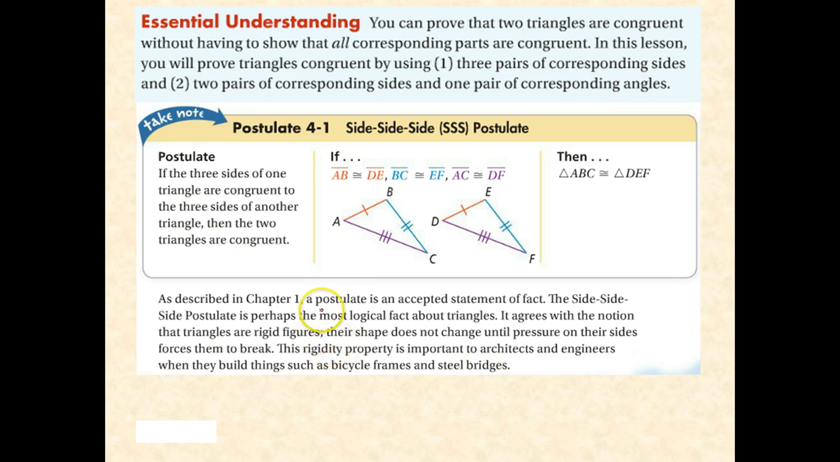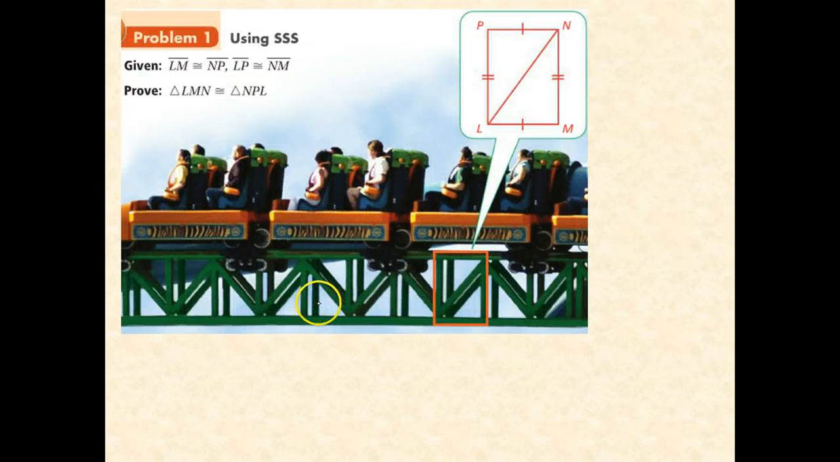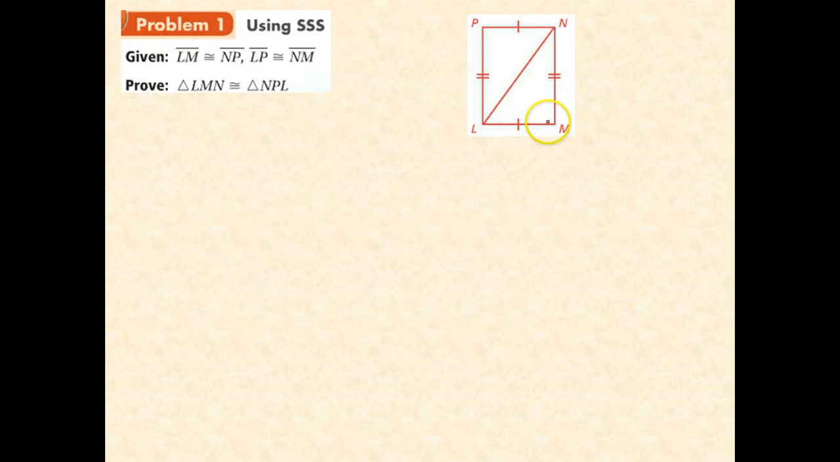Speaking of straws, let's talk about roller coasters. So let's do a little zoom action right here. Shows you that we use triangles to build roller coasters. So this is the drawing of that part of the roller coaster track. And using side, side, side, we're going to prove that these 2 triangles are congruent.